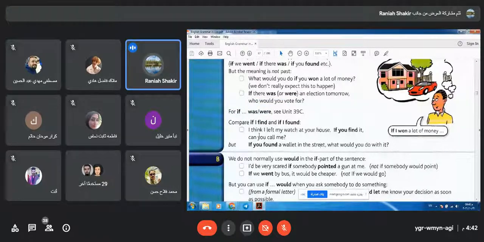Okay, let's see the comparison. If I find or if I found, what's the difference? Let me tell you the difference from the beginning. Both of these sentences are in the present. No matter what the form is, they are both in the present. The first one, though, the meaning is different. In the first one, we're talking about something that's likely to happen. That's something that we are expecting to happen. The second one is something that is not likely to happen, which is something that we are not expecting to happen.